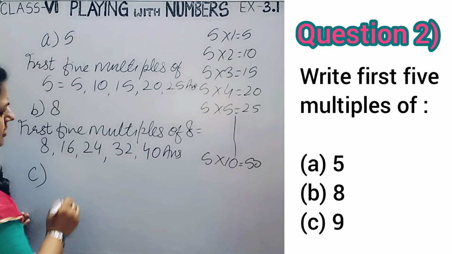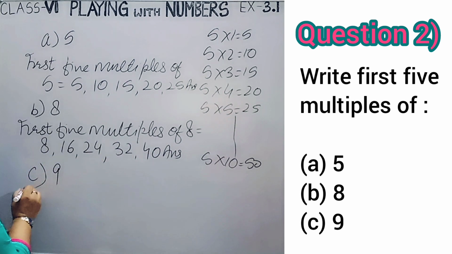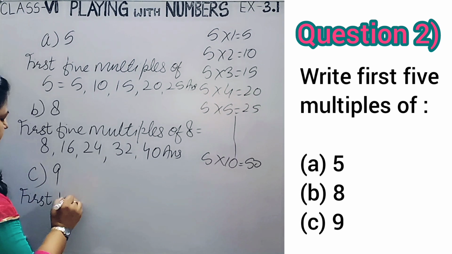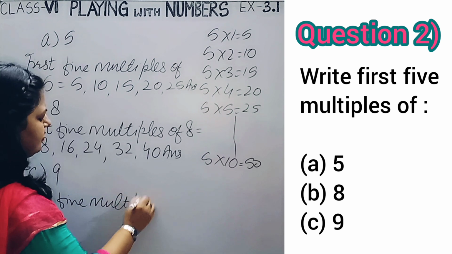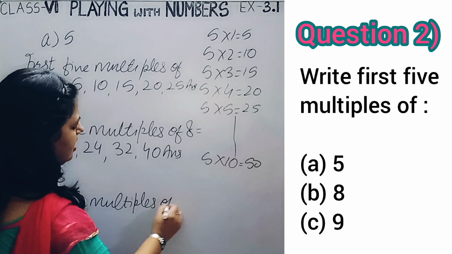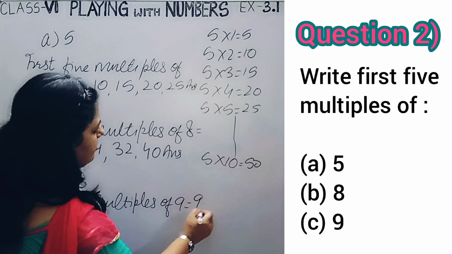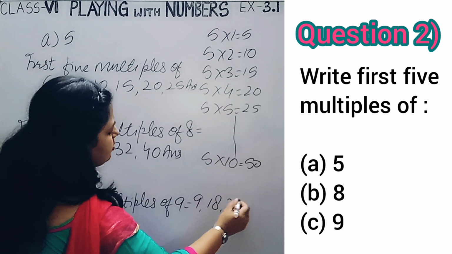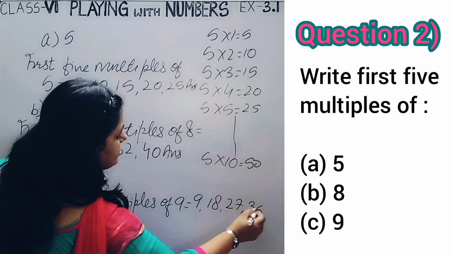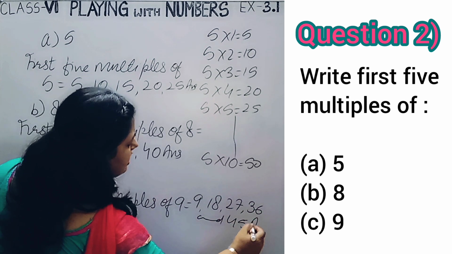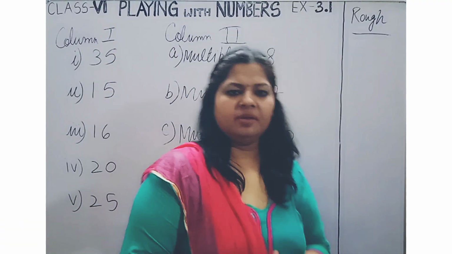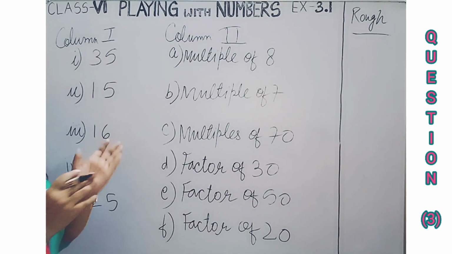C part is 9. Again read out table. First 5 multiples of 9 are 9, 18, 27, 36 and 45. Answer. Question number 3. We have 2 columns and we have to match.